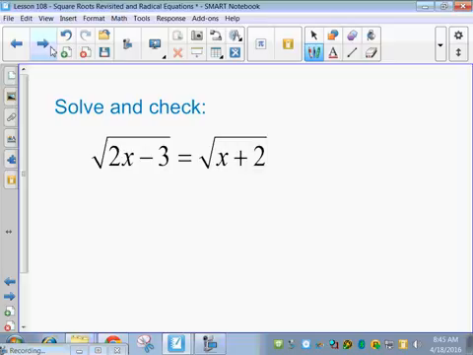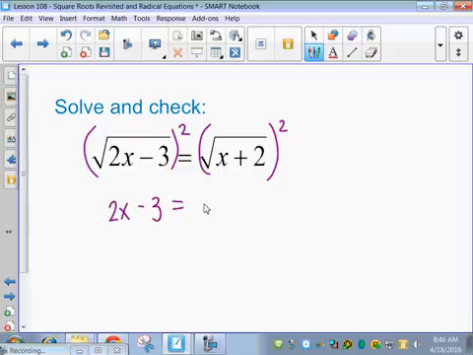Square root of 2x minus 3 equals square root of x plus 2. Notice there's two radicals in this equation. We've got square roots on both sides. So we've already isolated them. All we need to do is square both sides. Okay, and we get rid of them nicely here. So I'm going to square this side to get rid of the radical, and I'm going to square this side to get rid of the radical. So I'm left with 2x minus 3 equals x plus 2.